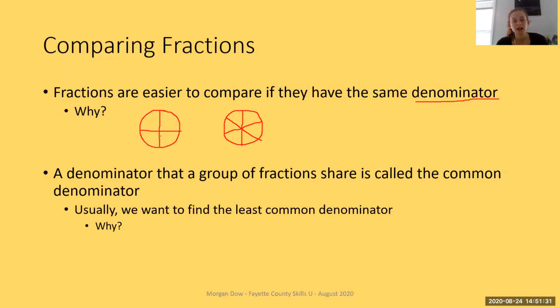So if we were going to try and count up the total number of slices we had, or if we were going to compare how much I ate of my pizza compared to how much you ate of your pizza, it would be much easier if all of the slices were the same size instead of different sizes. Our goal when we're trying to compare fractions or when we're trying to add or subtract fractions, our goal is to have the same denominator. Our goal is to be talking about the same size slices for every fraction. And that is called finding a common denominator.